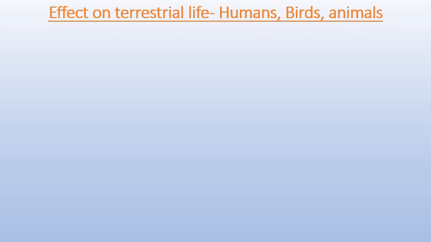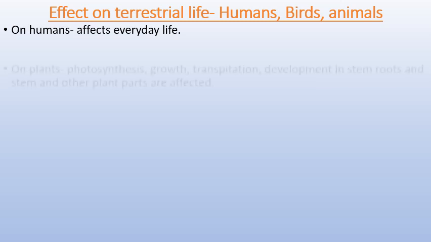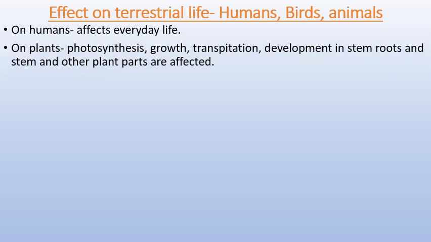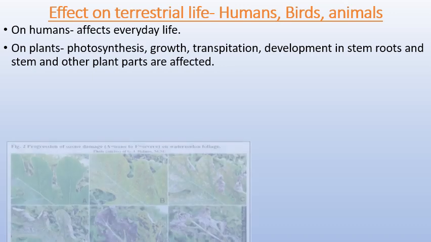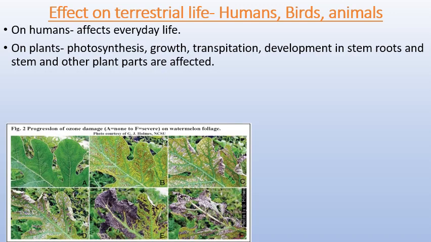Okay, what effect does it have on terrestrial life, like humans, birds and animals? For humans, we know that it affects our body. Just in the previous slide we went through all the diseases that can happen. It affects humans on an everyday basis. But what about plants? Plants get affected as photosynthesis is blocked, and growth, transpiration and development of stem, roots and the other parts of the plant are also affected.